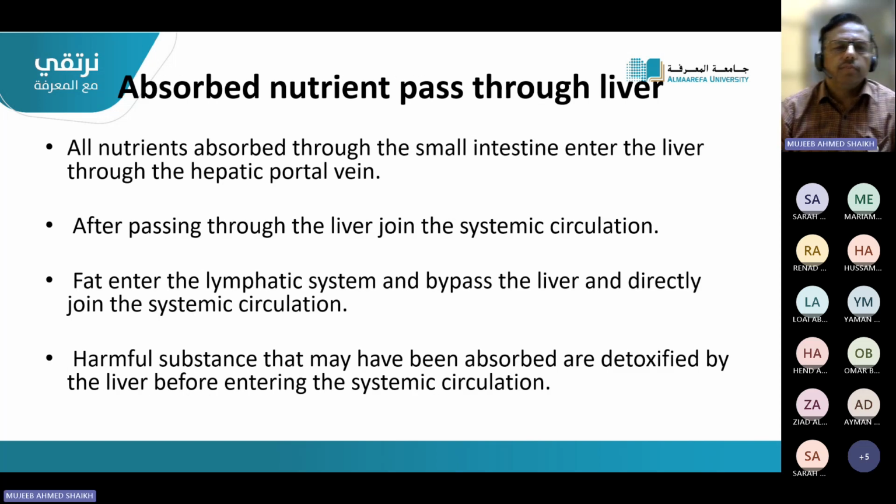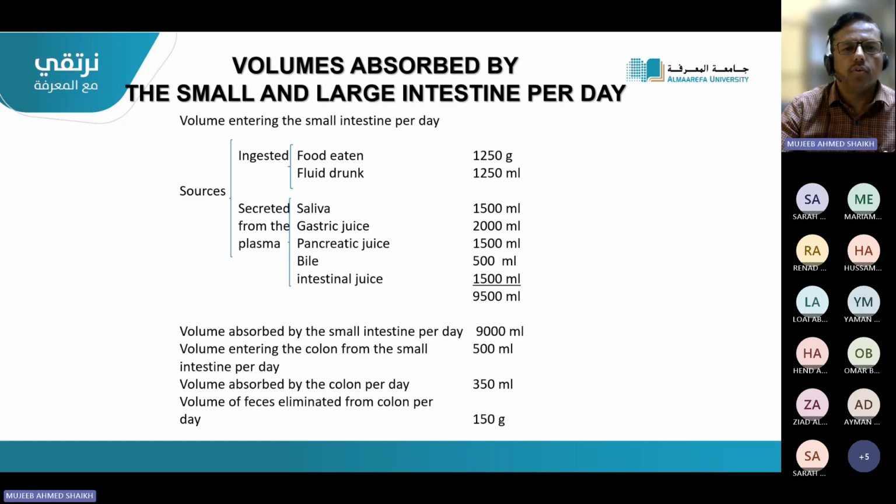So all these nutrients which are absorbed will be taken through the blood. These vessels combine to form the portal vessels, and the portal vessels will drain into the liver. Within the liver, bacteria and debris are removed, detoxification occurs, and then it travels through the hepatic vein into the systemic circulation. So the liver is a checkpoint for all these materials.